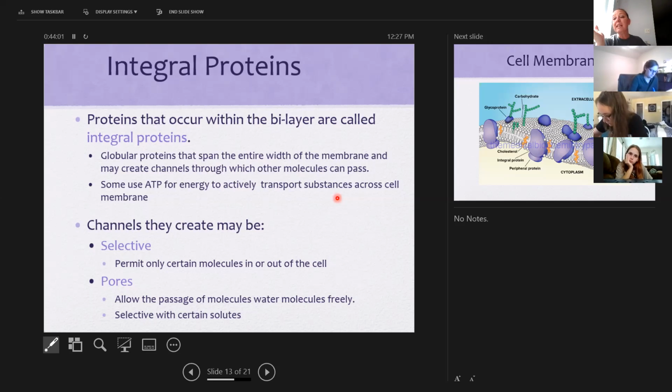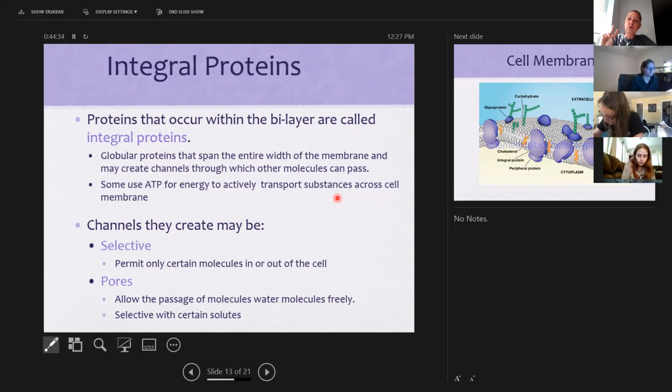The way that I look at selective channels versus pore channels is we're all going to go to a concert. Oh yeah, wouldn't that be wonderful back in the day? We all go to a concert. The pores are general admission. You have a ticket, you can get into the venue. The selective is the VIP section. You have to be a very specific molecule in order to be able to use this passageway.